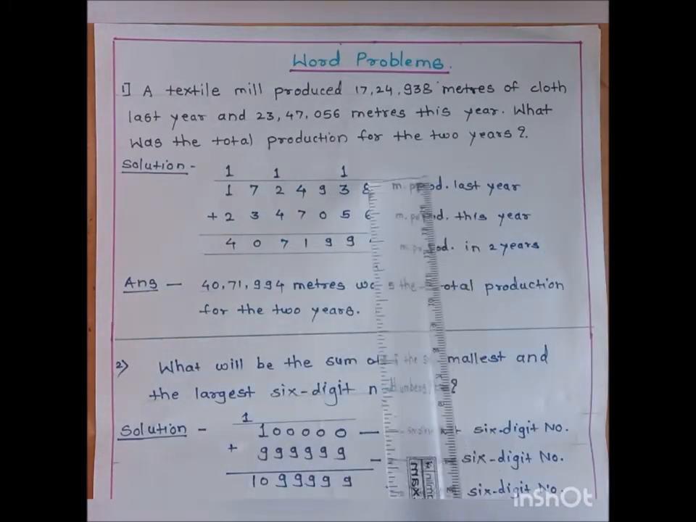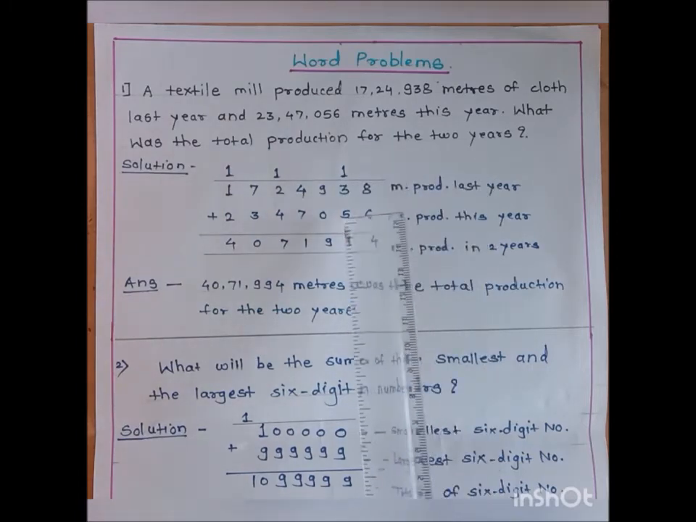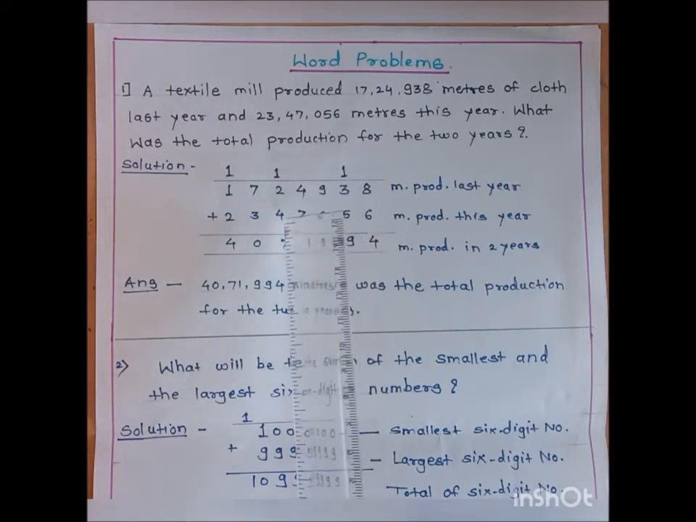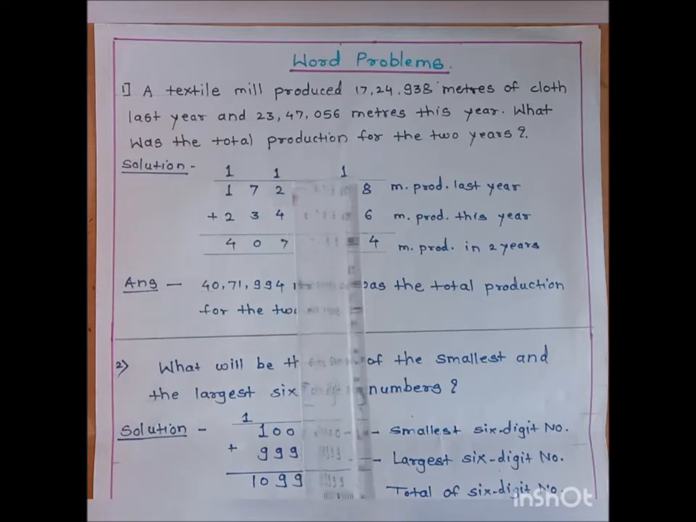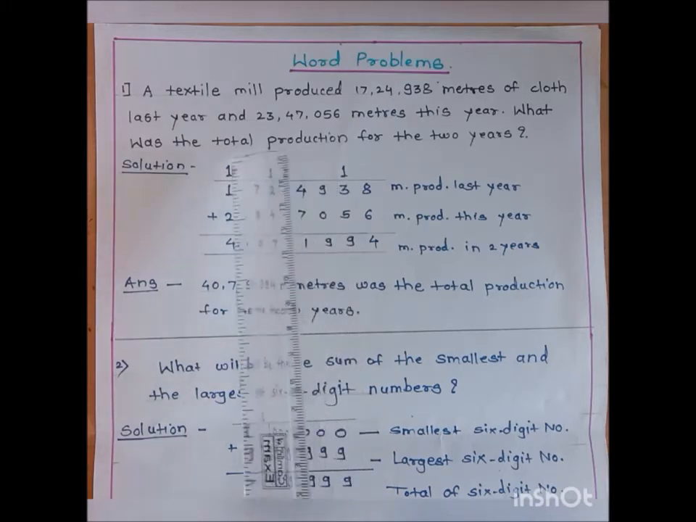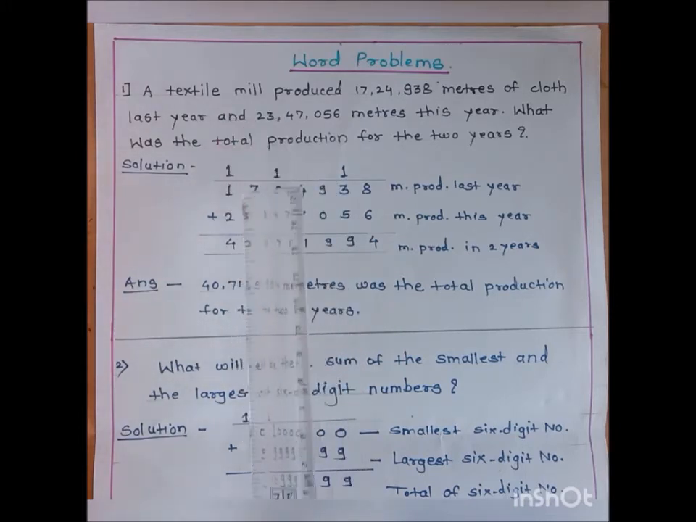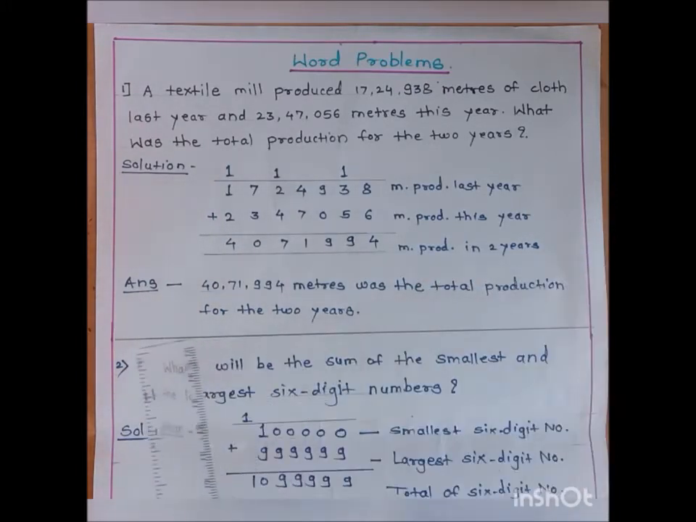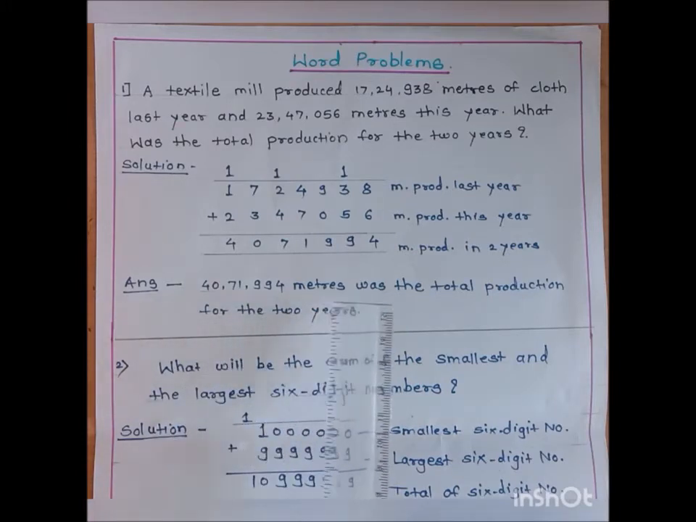Now add 8 plus 6 is equal to 14, carry 1. 3 plus 5 is equal to 8, 8 plus 1 is equal to 9. 9 plus 0 is equal to 9. 4 plus 7 is equal to 11, that is carry 1. 2 plus 4 is equal to 6, plus 1, 7. 7 plus 3 is equal to 10, carry 1. 2 plus 1, 3 and carry 1, 4. This is the production in 2 years. Answer, 40,71,994 meters was the total production for the 2 years.